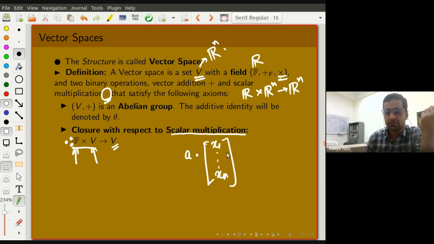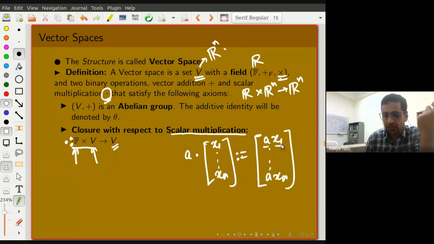a is a real number, and (x1, ..., xn) is one element of Rn. The multiplication between these two, I can define in this way: (ax1, ..., axn), where ax1, right, is multiplication between just two real numbers, and that is defined from the field.